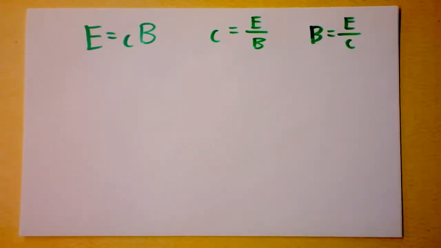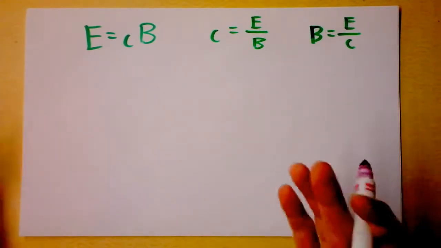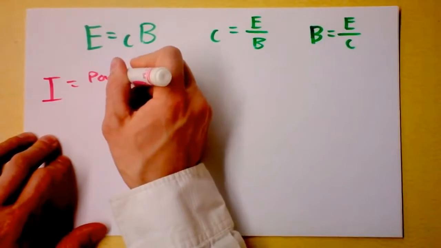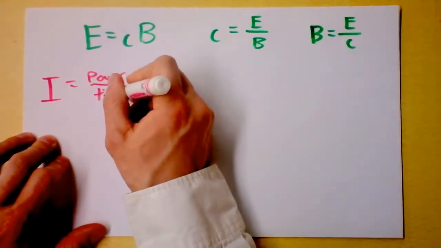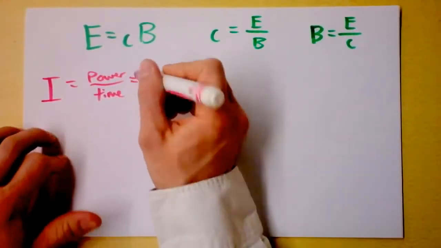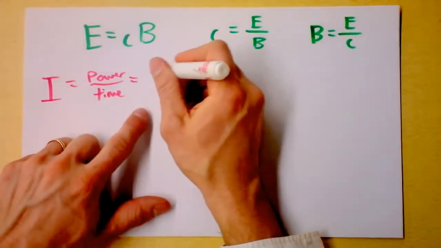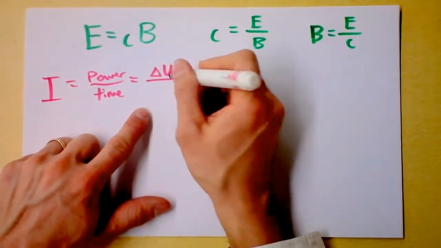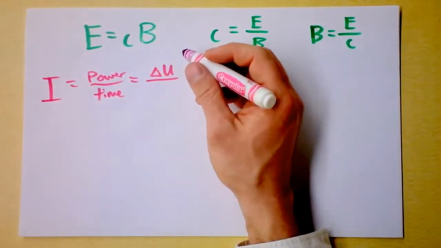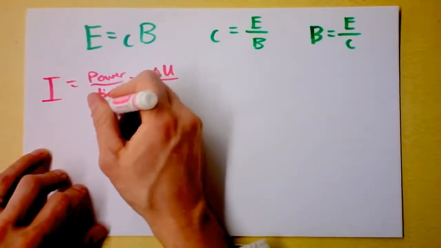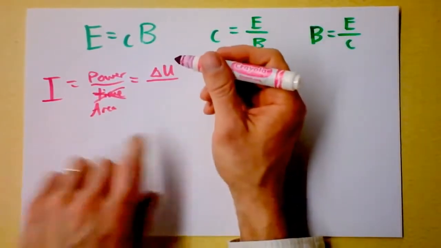When I was a kid, my mom used to always say to me that intensity is power over time. And so I began to believe her, and then I did a couple expansions on that, and I said that power, well, certainly power is change in energy divided by, oh man, change, what the heck? My mom never said this. She said it was power over area, right?